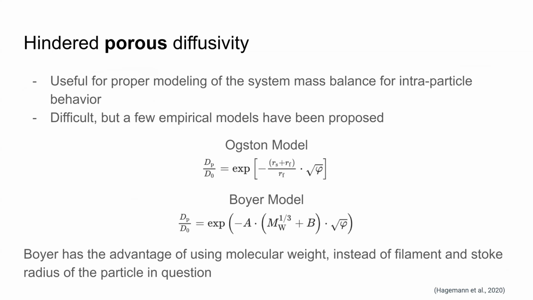Oxton calculates the ratio of effective porous diffusion to free diffusion as a function of solid media filament radius, R sub f, and the hydrodynamic radius, also known as the Stokes radius of the protein, R sub s, of the bound protein. Boyer has the advantage of using molecular weight and a couple fitted parameters instead of particle and filament radius, as the molecular weight value is readily available in literature. Nevertheless, both models use filament volume, the root psi term, and when we take adsorption into account, this actually becomes apparent filament volume, which is greater than what would otherwise be measured.